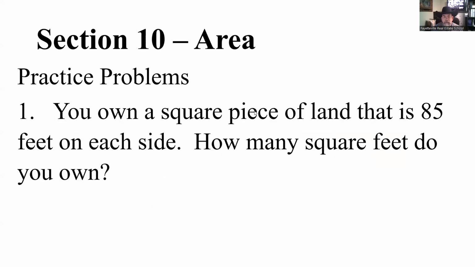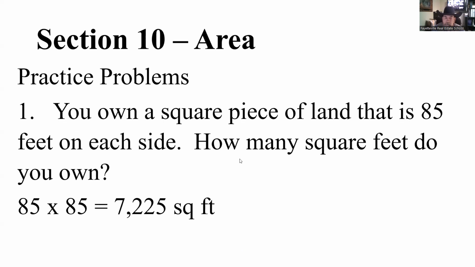All right, so let's see. You own a square piece of land that is 85 feet on each side. How many square feet do you own? Well, it's just width times the height, or base times the height, 85 times 85, and that'll tell you how many square feet: 7,225 square feet.